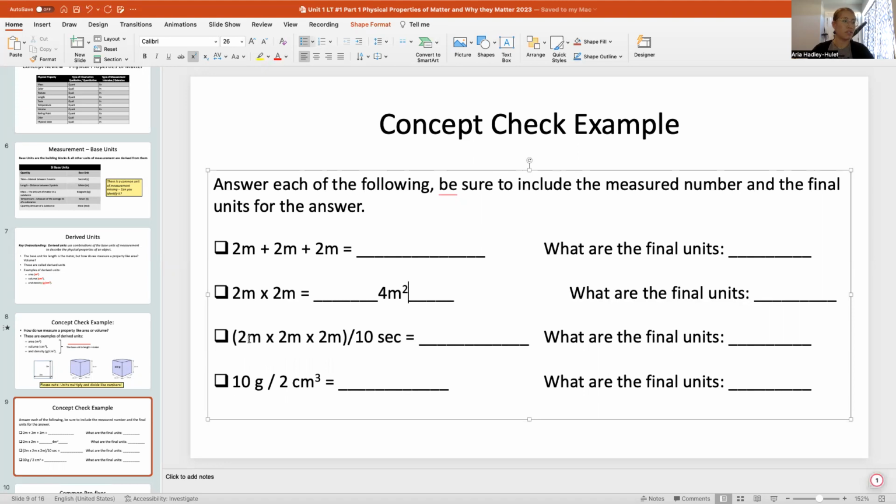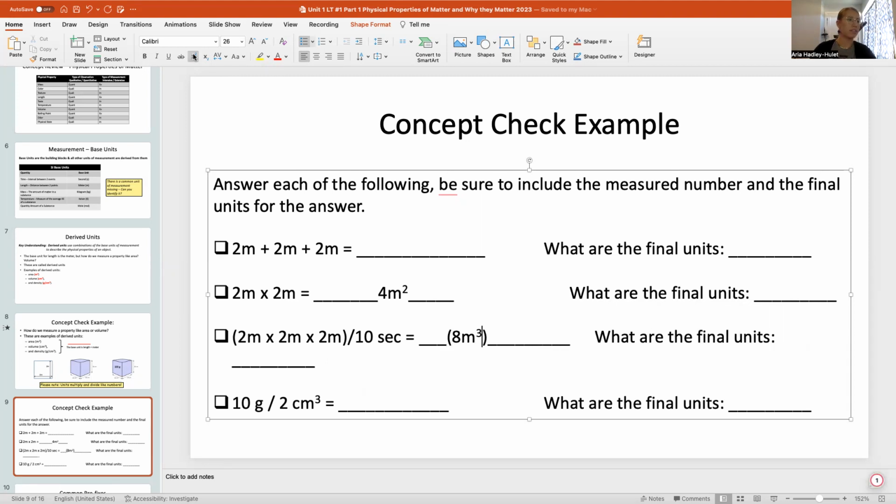Here, we're going to have 2 meters multiplied by 2 meters multiplied by 2 meters. So let's start with that part of this. So 2 times 2, 4 times by 2, 8. So we'd have 8 meters cubed, and we'll show kind of the steps here. So we have 8 meters cubed, but then this whole thing, we're going to have to divide by 10 seconds.